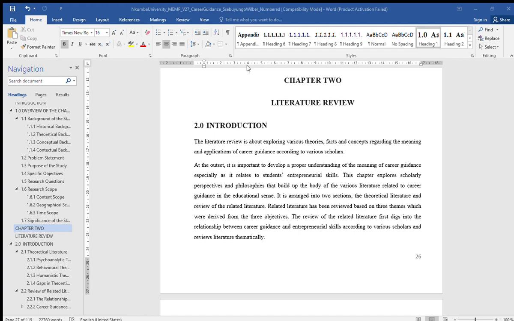I don't know why it's happening to my screen. It keeps going off.